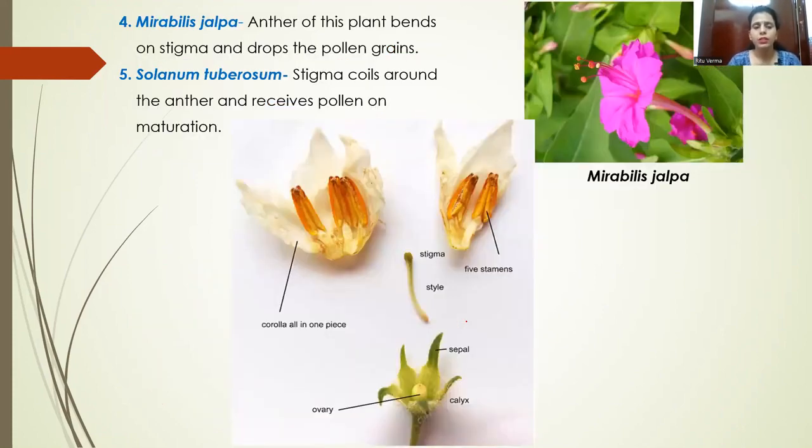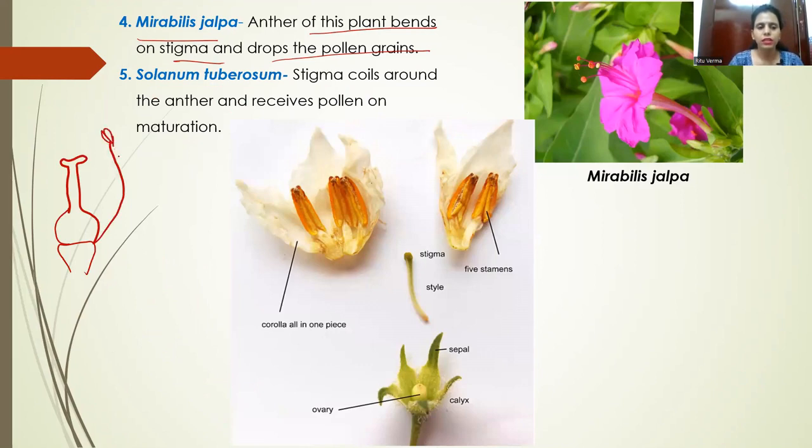The fourth adaptation is seen in Mirabilis jalapa. In Mirabilis jalapa, the anther of this plant bends on the stigma and drops the pollen grains. For example, this is the thalamus, and on top of it you have the ovary, style, and stigma. And this is the anther. This anther bends automatically on the stigma and drops pollen grains on top of the stigma.